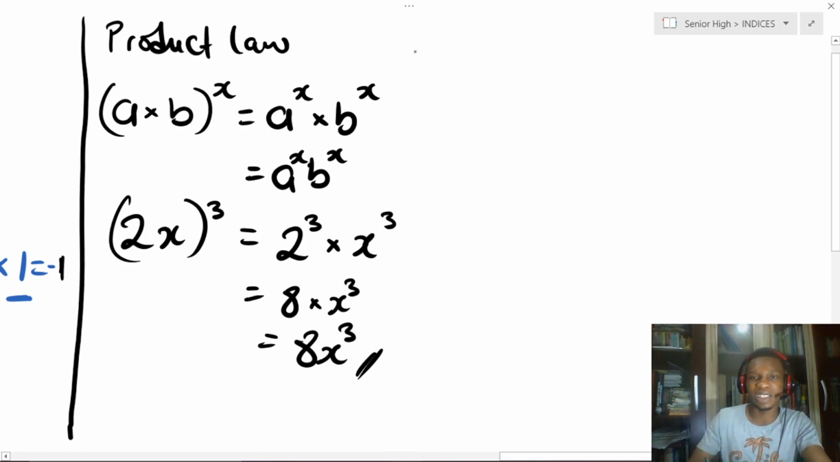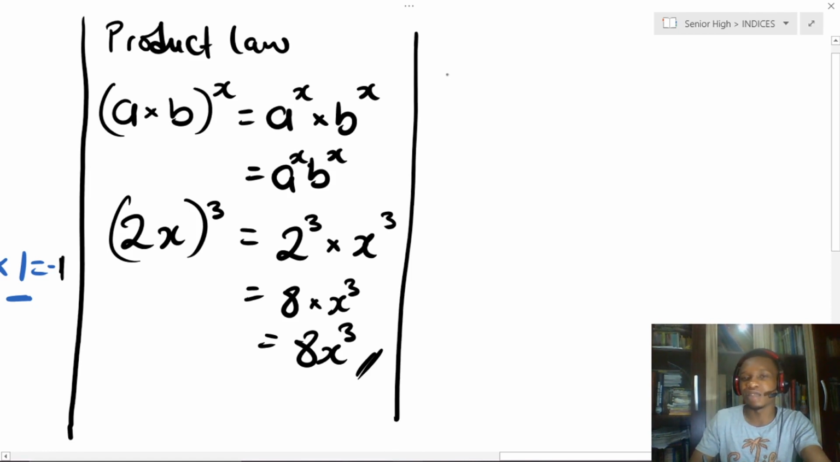Now let's try to use a little bit more tricky case. When they give you, let's say, 12xy, let's say squared here.